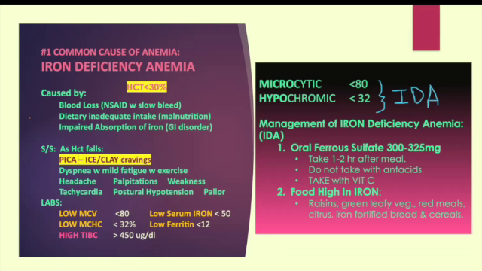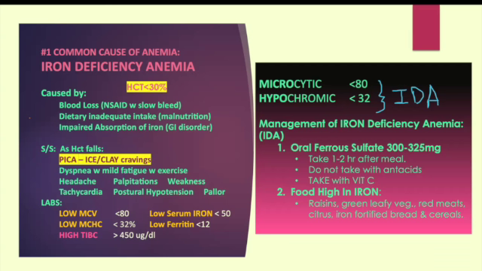But of course, you would be ordering these labs after your H&H is low and you're trying to figure out what kind of anemia you have. So iron deficiency anemia is categorized as microcytic, hypochromic, and this is going to be managed and treated with iron: oral ferrous sulfate at 300 to 325 milligrams daily.